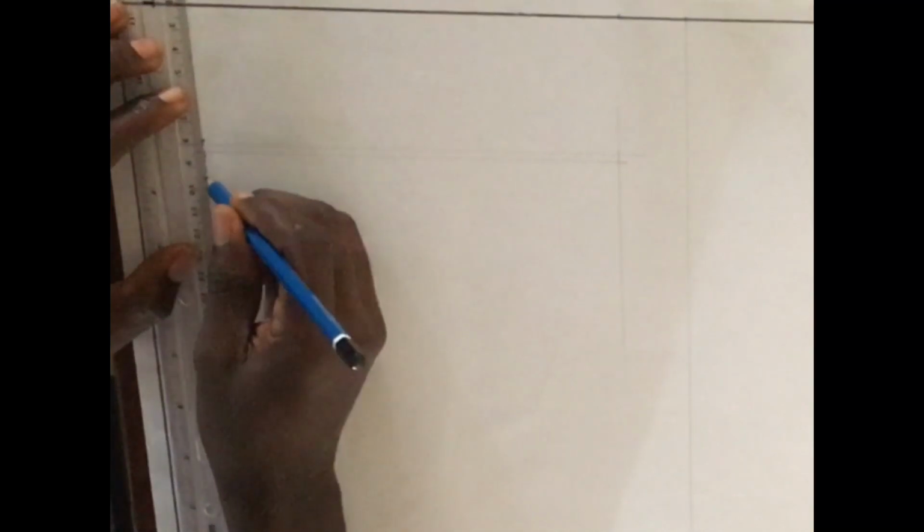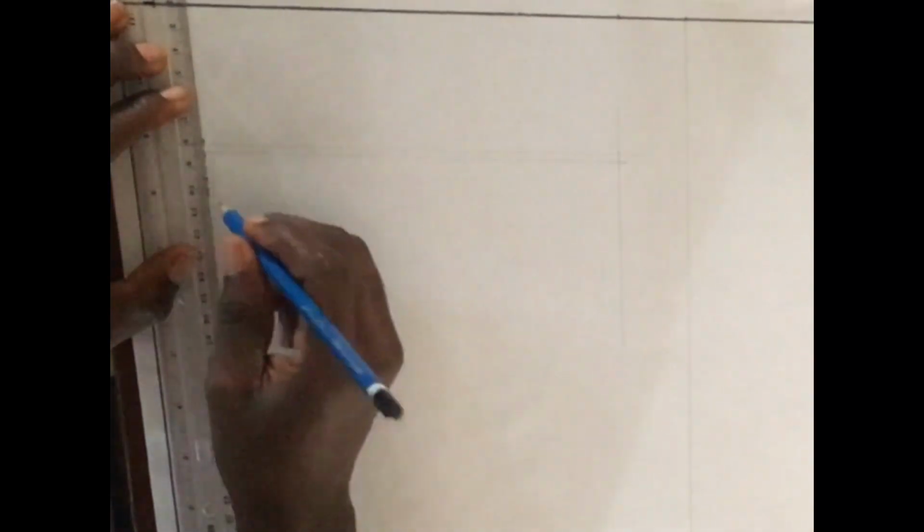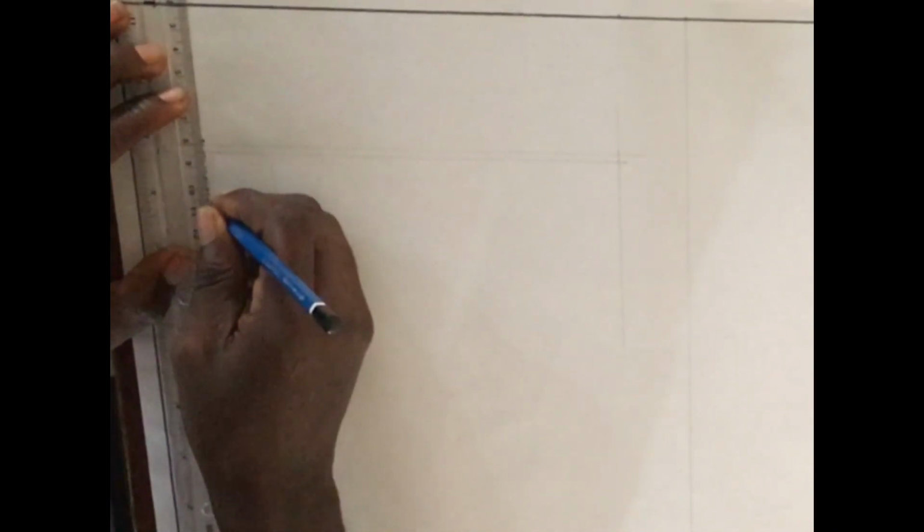So you apply same principle. 0.2, then 3 millimeter. 0.2 centimeter, 3 millimeter, 0.2 centimeter, 3 millimeter, and I think this should be okay for now.